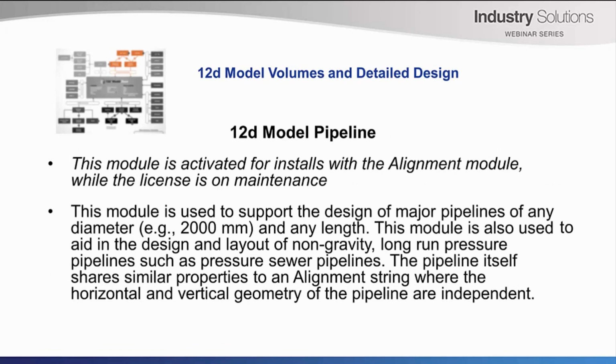The 12D model pipeline. This module is activated for installs with the alignment module presently, whilst the license is on maintenance. This module is used to support the design of major pipelines of any diameter, i.e. 2000 millimeters, and any length. This module is also used to aid the design and layout of non-gravity long-run pressure pipelines such as pressure sewer pipelines.